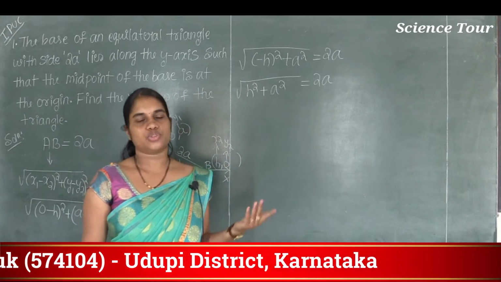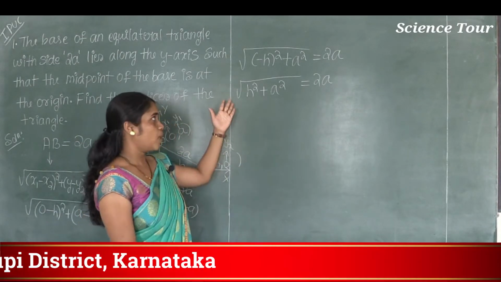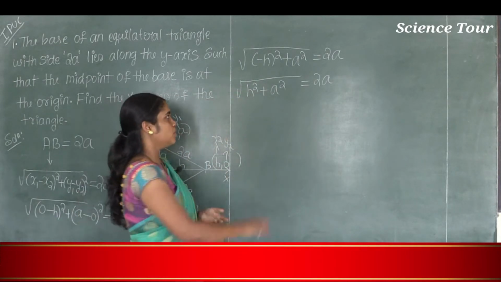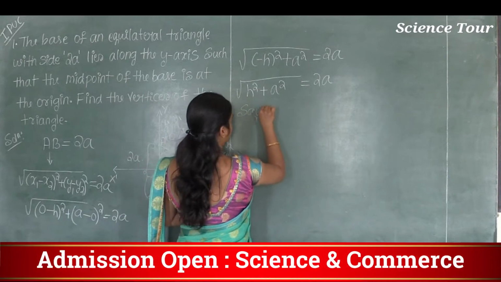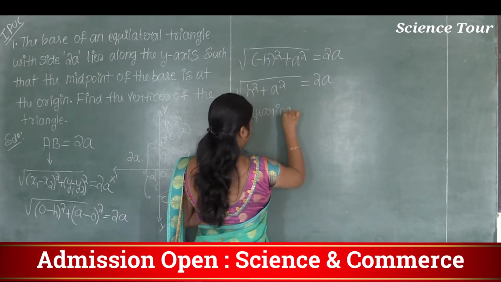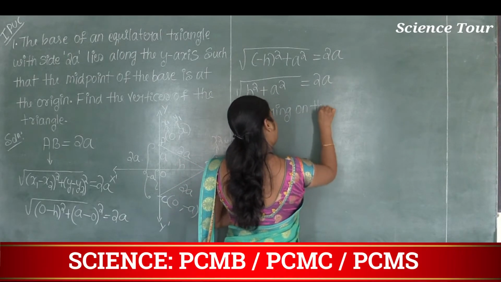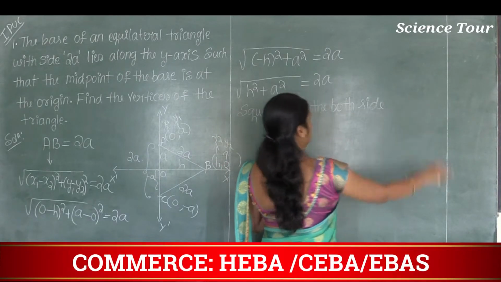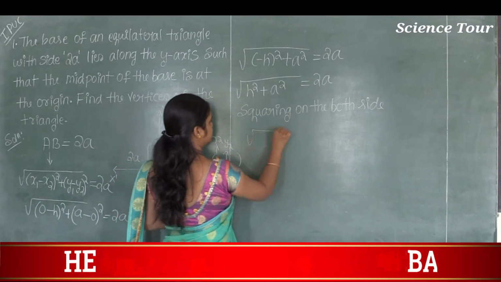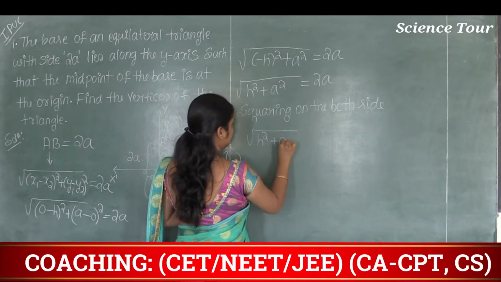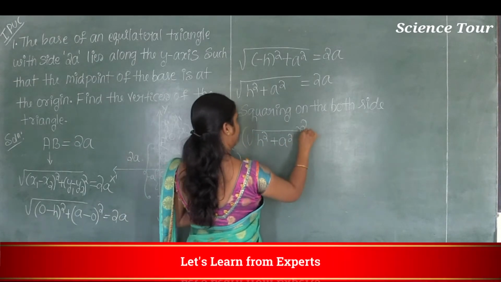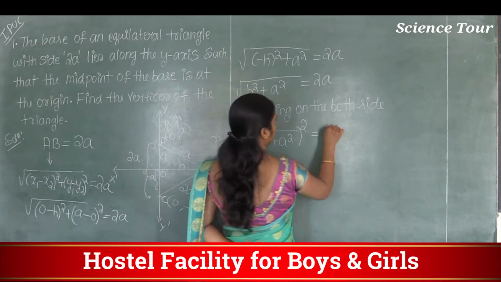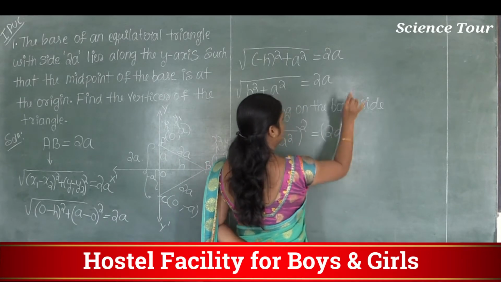We have to remove this square root. How to remove it? If I square on both sides, then we can remove this square root, isn't it? So next I'll do squaring on both sides. What is there in the left hand side? The left hand side term is h square plus a square, and I'll square it, equal to the right hand side term 2a, so I'll take 2a whole square.